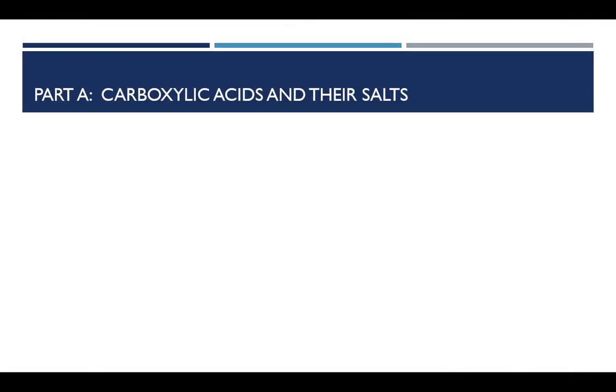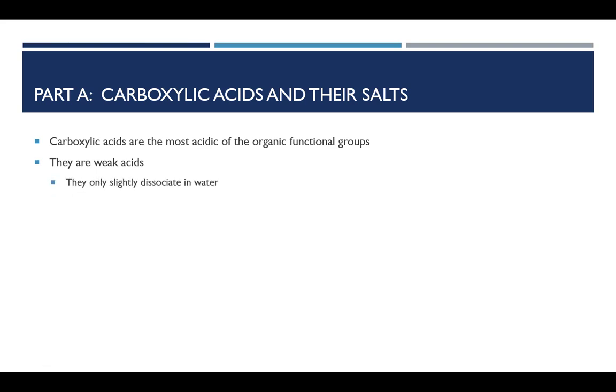So in part A, we focus specifically on the acidity of carboxylic acids. Among the functional groups in organic chemistry, carboxylic acids are by far the most acidic. Even so, they are only weak acids. And recall that weak means weak electrolyte. It means they only dissociate slightly in water. So for every 200 molecules, for example, maybe only 1 or 2 will dissociate.